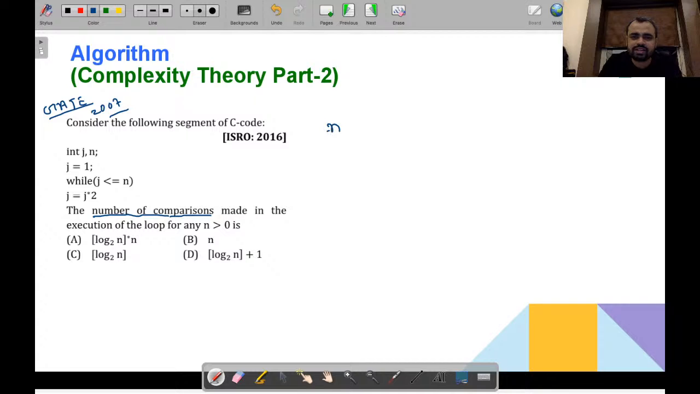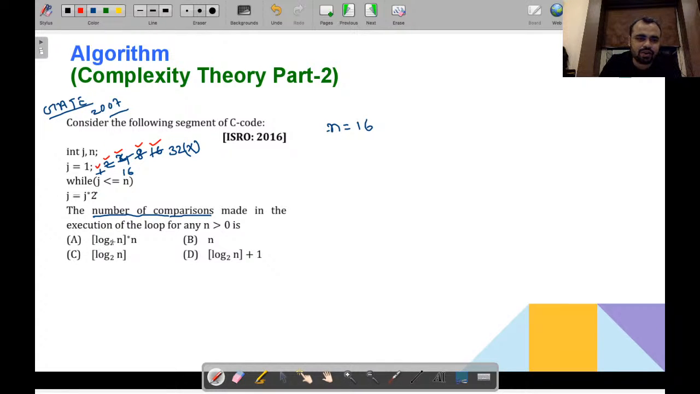To solve this problem, take the value of n as we are assuming in j. So first time this loop will be executed for j is equal to 1. Second time it will be executed, next time it will execute. So my dear friends, how many times has it been executed? Ultimately we are getting it right.